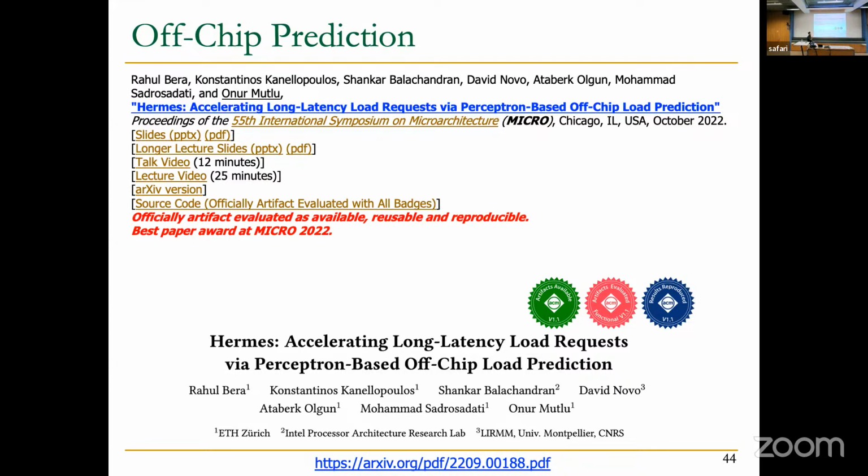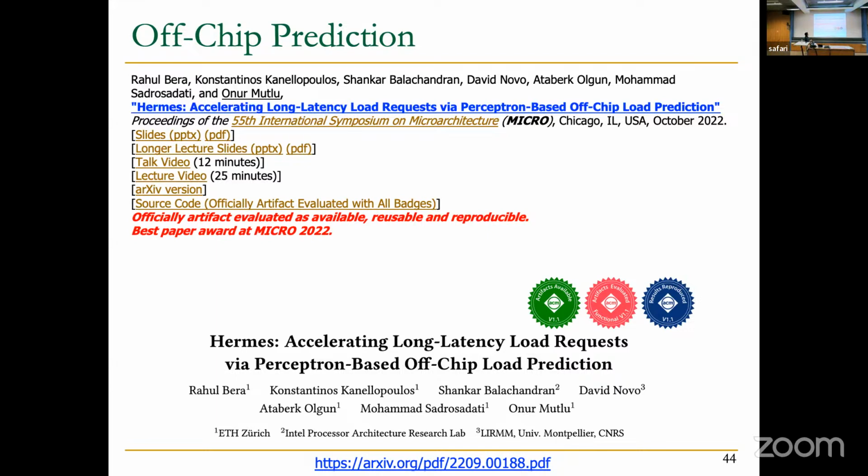It's not working in exactly the same direction as prefetching, but it's saying that I'm going to exploit the fact that in modern processors, your cache hierarchy is getting bigger and bigger, so it's also getting slower and slower. Access latency is getting bigger. So we have a possibility to shortcut this cache hierarchy, go directly to the DRAM, fetch the data, and hide the latency from the processor's perspective. That's what we are going to do in this work, off-chip prediction.